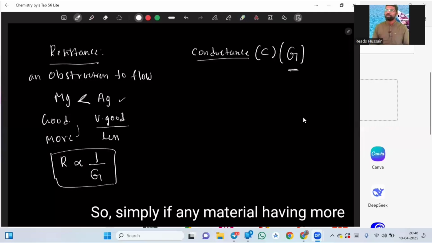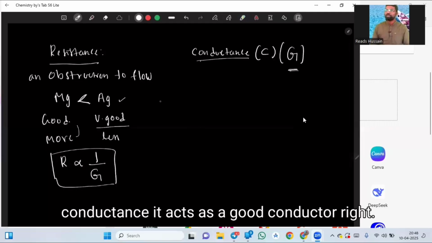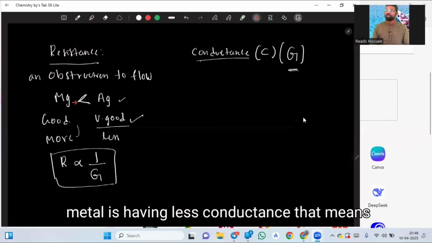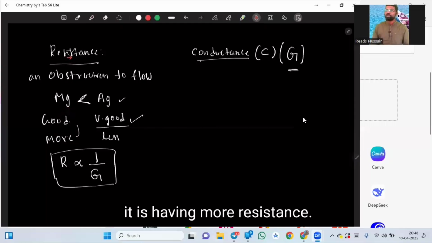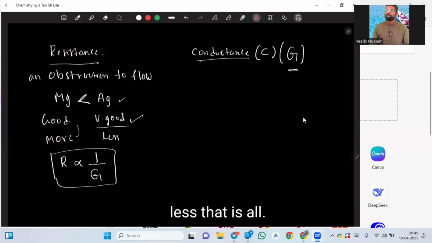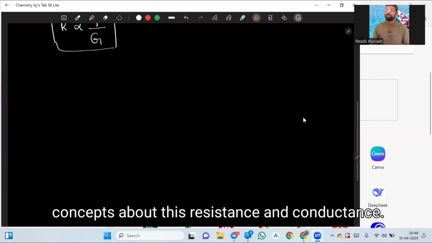So if any material has more conductance, it acts as a good conductor, right? If any metal or non-metal has less conductance, that means it has more resistance. If resistance is more, conductance becomes less. That's all. And now we'll discuss some fundamental concepts about resistance and conductance.